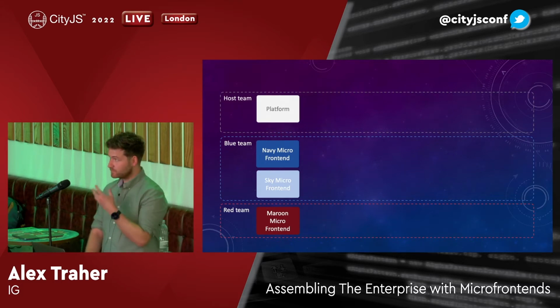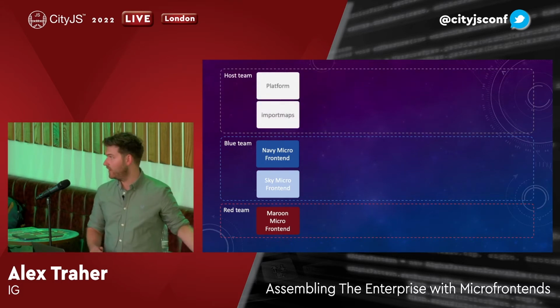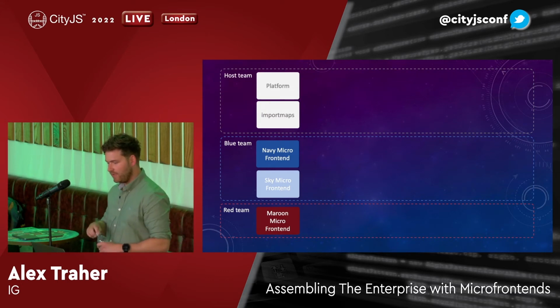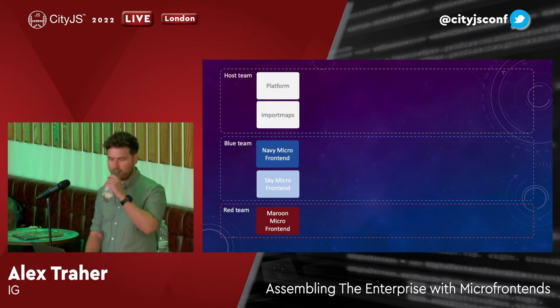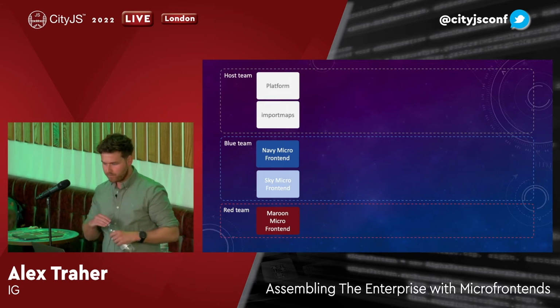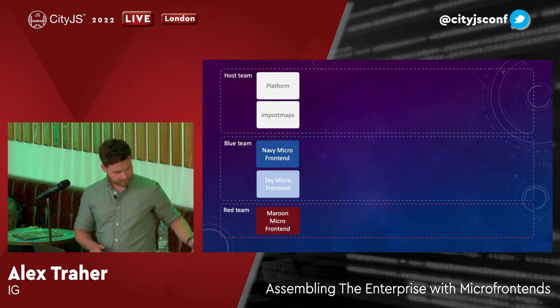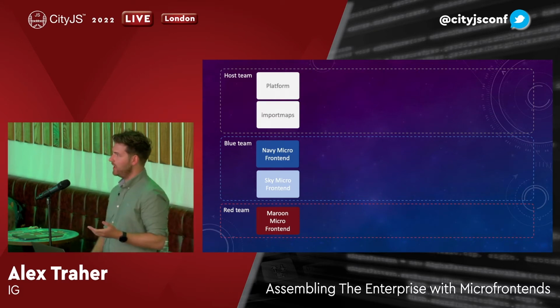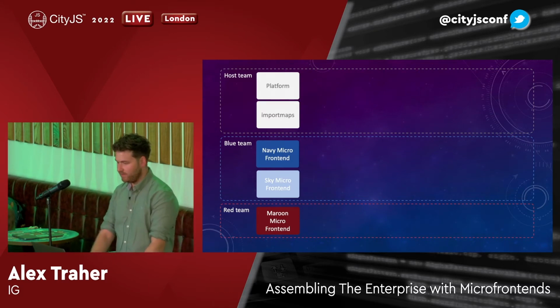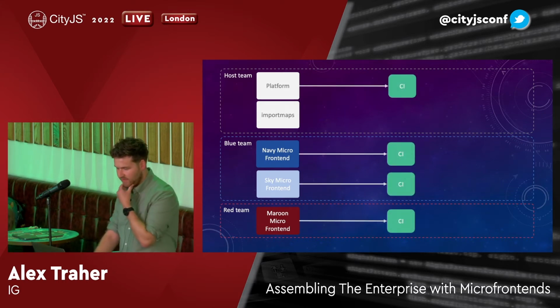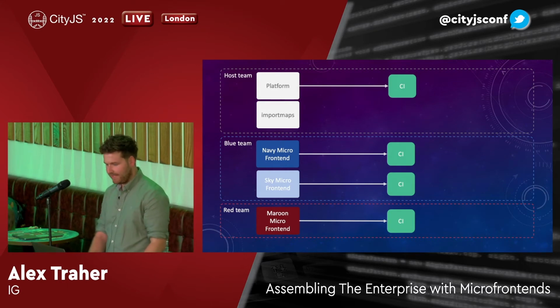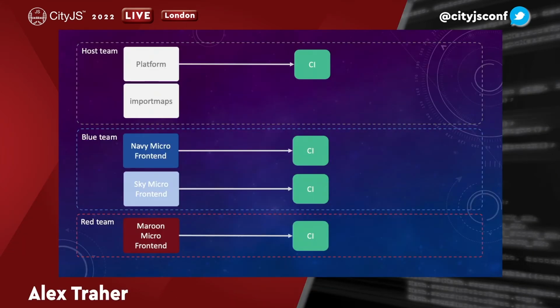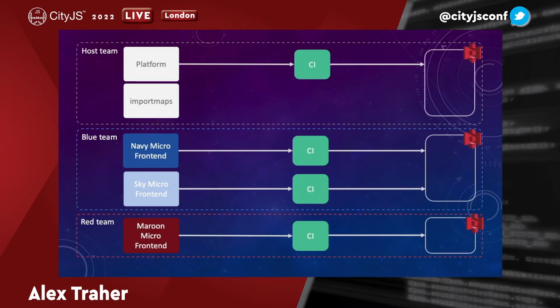And the way we do that is by having a shared resource that sits in the host team's remit called import maps. So as you can imagine, with the exception of the import maps themselves, all of our applications have a fairly standard sort of CI/CD process. So they go through tests and security gating and linting, etc. And once we're happy with that, we deploy them, in our case, to AWS S3.